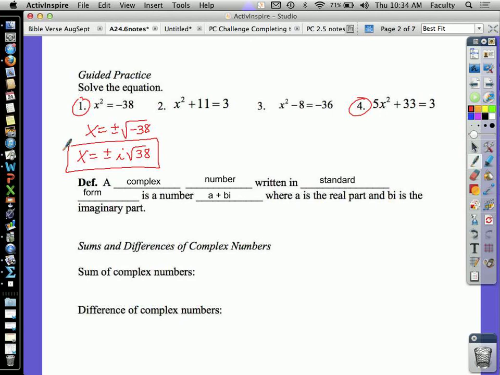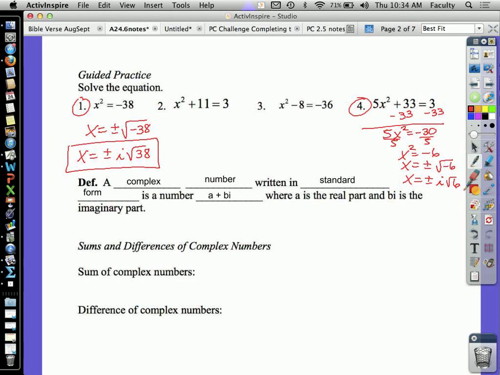You should at least have number 1 done. So x equals plus or minus i radical 38. 38 doesn't have a perfect square factor. All right, in 4, did you get x equals plus or minus i square root 6? So don't forget, when there's a negative under the radical, you pull it out.